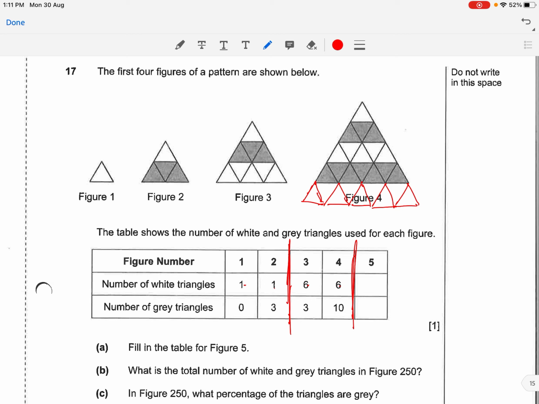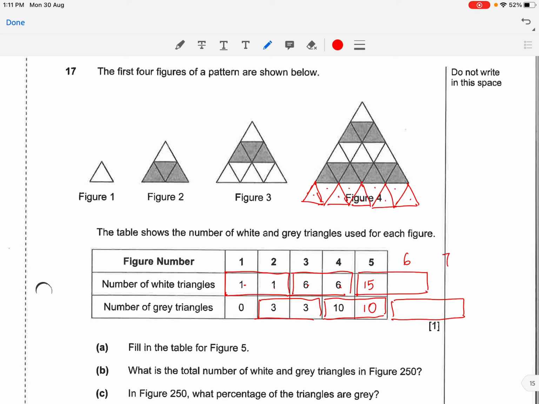Number of white triangles, you just need to have 6 plus 7, 8, 9, 10, 11, 12, 13, 14, 15. It will be 15 white triangles. And the number of grey triangles stays the same. So the pattern on top is the same for 2 times. This will be the same, 1, 1, 6, 6. And then you should have a 15, 15 here. This one will be 3, 3. This will be 10, 10. The next one is something that I'm not very sure of, but it will match up to something like this. 7 and 6 and 7.